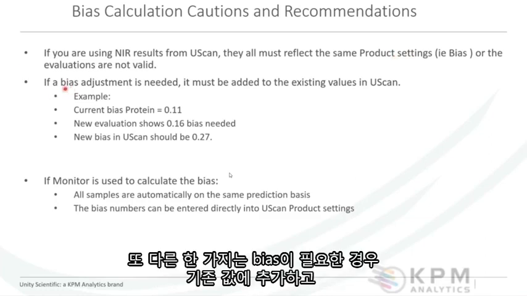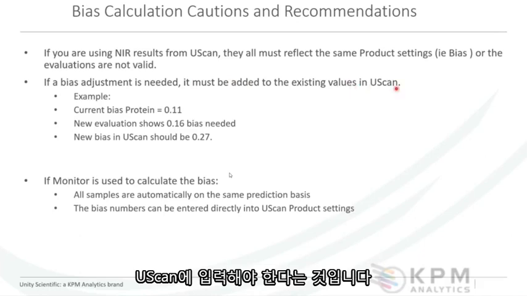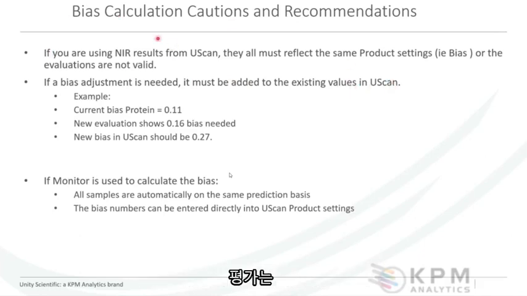Another thing is, if a bias adjustment is needed, it must be added to the existing values in UScan, because the evaluation that you're making is based on the NIR results with the current product settings. So in this example, we have a current bias in UScan of 0.11. If our new evaluation shows that a 0.16 bias is needed, our new bias in UScan should be the sum of those two, or 0.27, okay? Because we're biasing 0.16 over where we are right now.